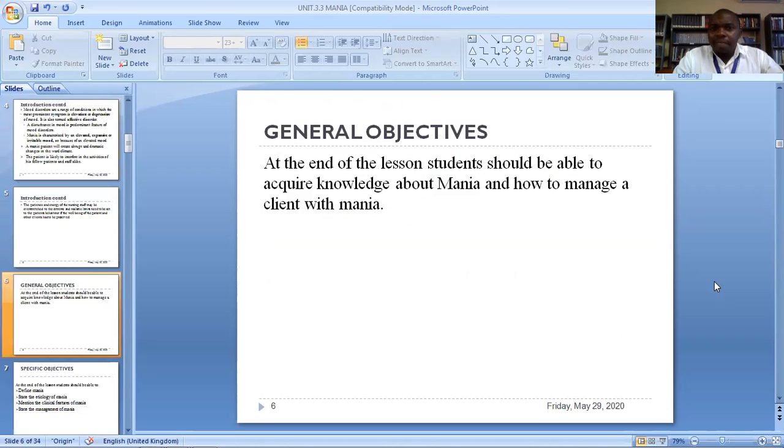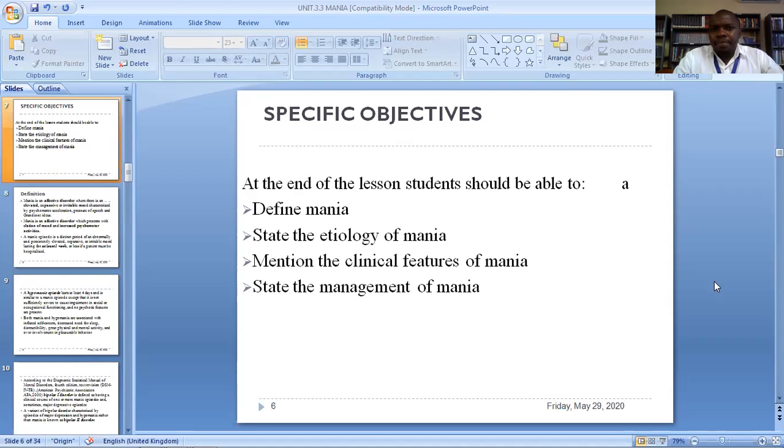At the end of the lesson, students should be able to acquire knowledge about mania and how to manage a client with mania. Specific objectives: at the end of the lesson or tutorial, students should be able to define mania. They should also be able to state the etiology of mania, mention the clinical features of mania, and state the management of mania.